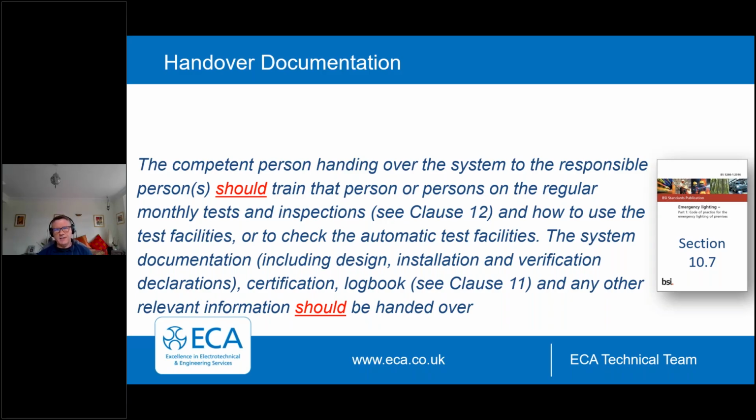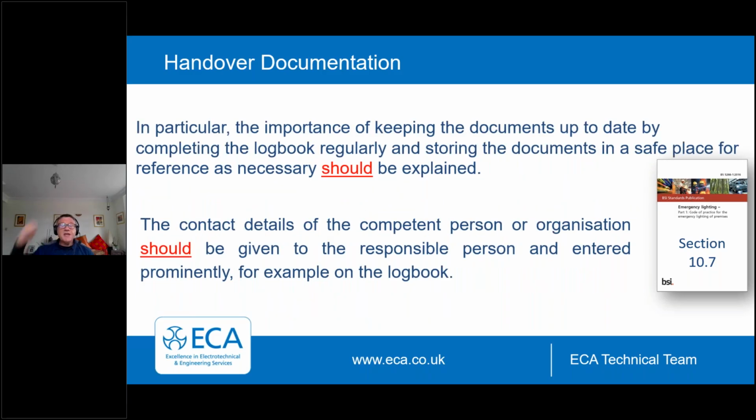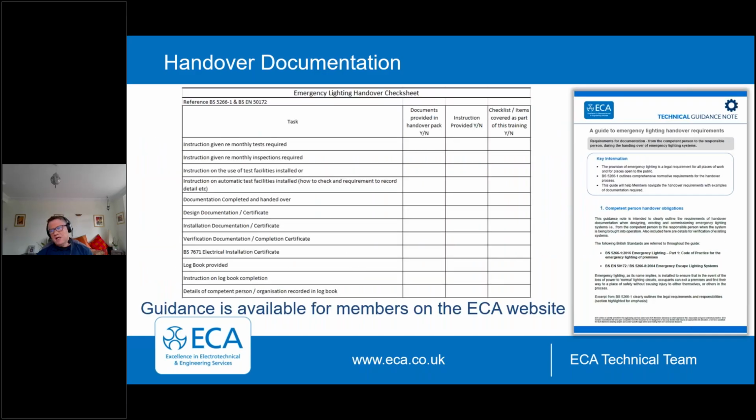In particular, the importance of keeping the documents up to date by completing a logbook regularly and storing the documents in a safe place for reference as necessary should be explained. And the contact details of the competent person or the organisation should be given to the responsible person. So our contact details for any queries should also be included in the logbook, section 10.7, as you can see there on the right. So luckily, this can be quite complex.